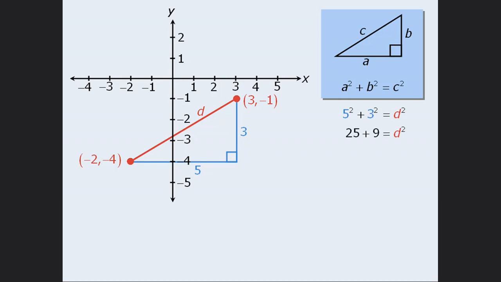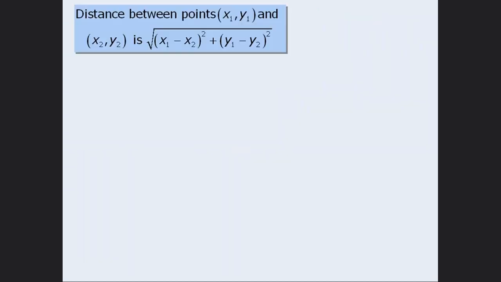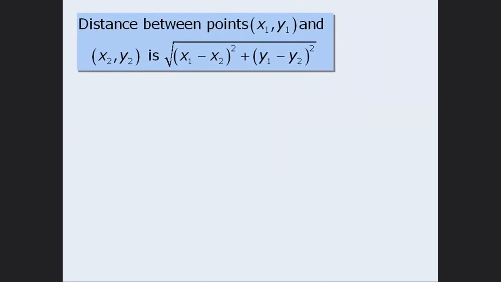Then we can simplify 5 squared and 3 squared, and then add them together to get 34. If d squared equals 34, then d must equal the square root of 34. So the distance between the two given points is the square root of 34. So as you can see, one strategy for finding the distance between 2 points is to construct a right triangle and then apply the Pythagorean theorem. Another strategy is to apply this formula that uses the Pythagorean theorem to create a general formula for finding the distance between 2 points.